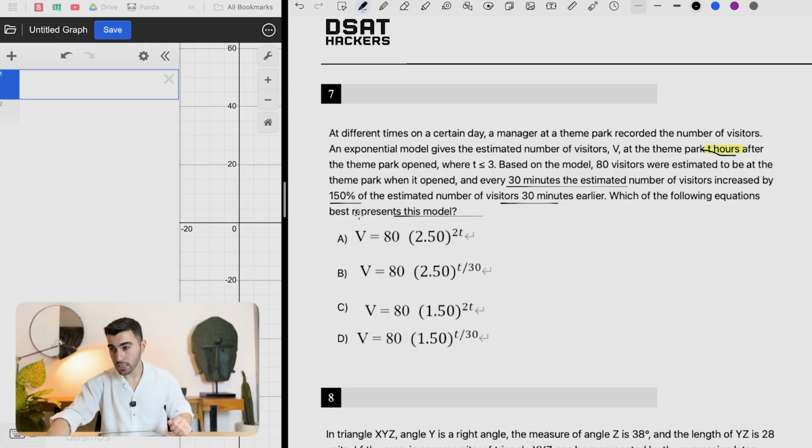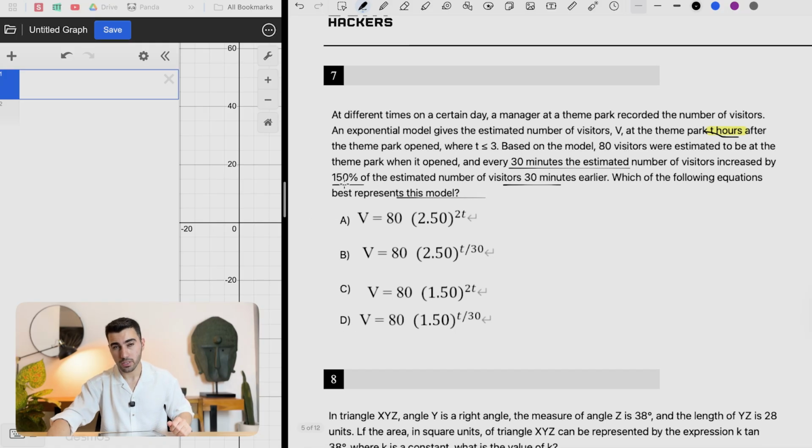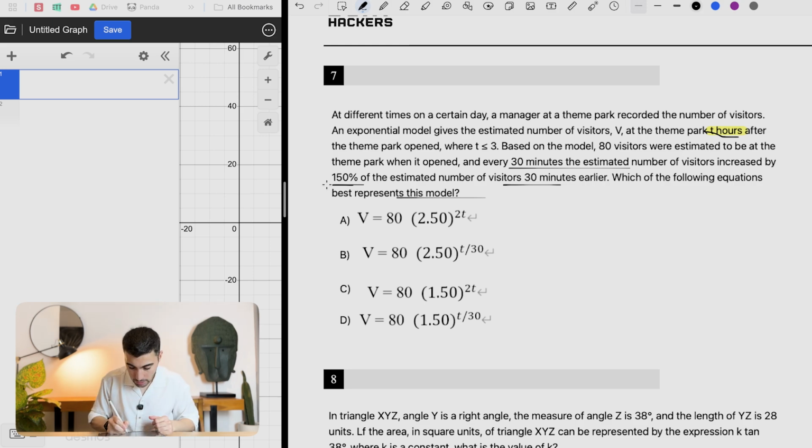It's the same thing. Here it says it increases by 150%. So that's how many times. If it increases by 150%, we divide by 100 plus 1. So 150 divided by 100 is 1.5. Then plus 1 is 2.5. So in every 30 minutes, it becomes 2.5 times the previous time. So 2.5 is the rate of change that we want to look for. So C and D are out. If you didn't know this, you would just miss this question.